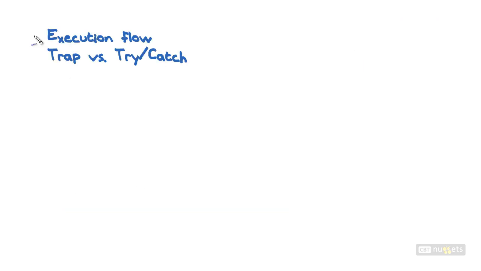So we'll talk about the flow of execution when an unhandled error occurs in a PowerShell script or function, and you wind up catching it with a trap construct. We'll also talk about the difference between trap and try catch. Again, I'm not saying this is bad, but this is a lot more flexible, as I think you're about to see.